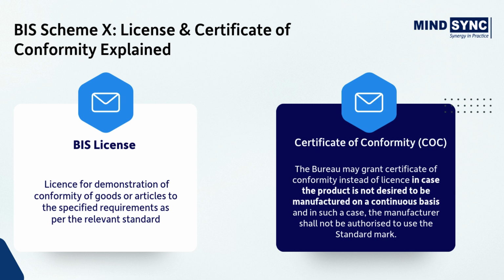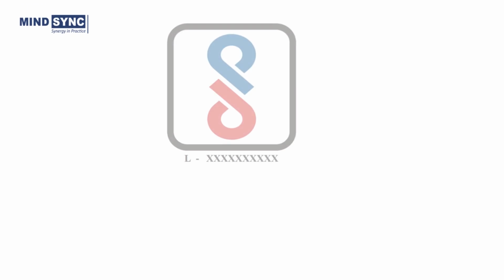License for demonstration of conformity of goods or articles to the specified requirements as per the relevant standard. The Bureau may grant a certificate of conformity instead of a license in case the product is not desired to be manufactured on a continuous basis, and in such a case, the manufacturer shall not be authorized to use the standard mark.